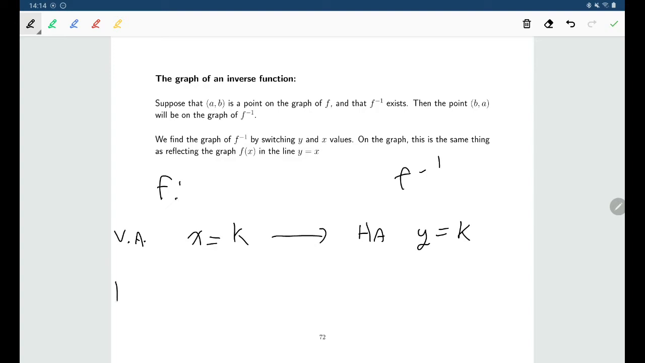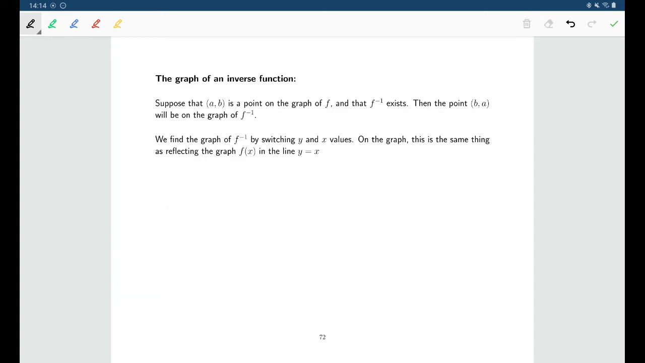If f had a horizontal asymptote of the line y equals some number, then that means f inverse will have a vertical asymptote of the form x equals whatever that number is. So everything will be switched. X and y points, switching their order to give me the points on f inverse. Anything that's a horizontal asymptote for f becomes a vertical asymptote for f inverse, and the reverse is also true. And they switch their domains and ranges.